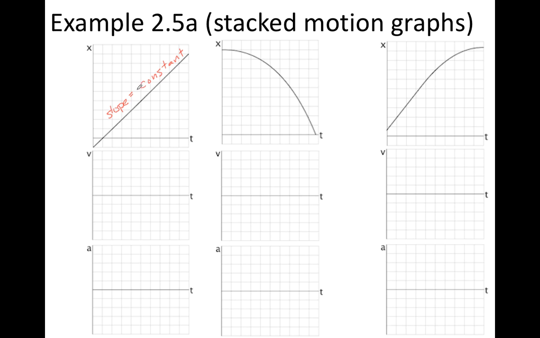Not only is it constant, it is a positive constant. So we're going to need to graph a constant positive value on the velocity time graph. Well, what's that look like? That looks like a horizontal line. So that is the graph of an object that is moving with a constant positive slope.